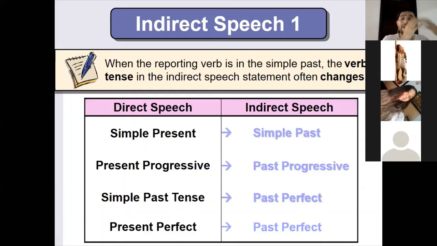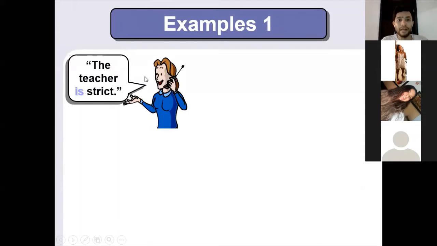So the real information needs to be transformed into a different tense depending on the tense of the real information. All right. So let's see some examples. Take a look at the girl here. She's talking on the phone and she says, the teacher is strict.